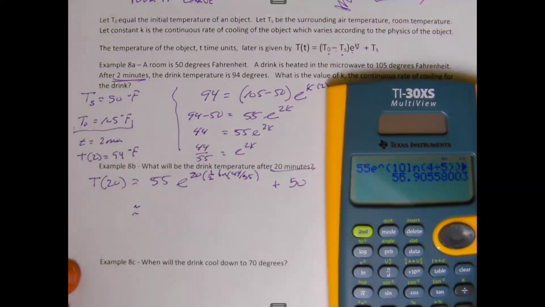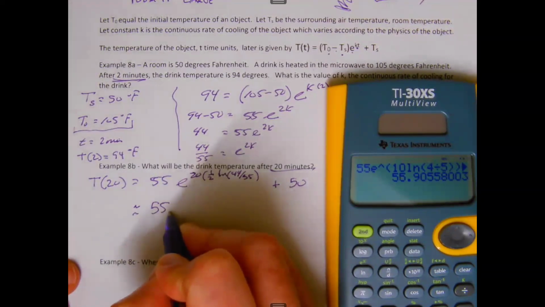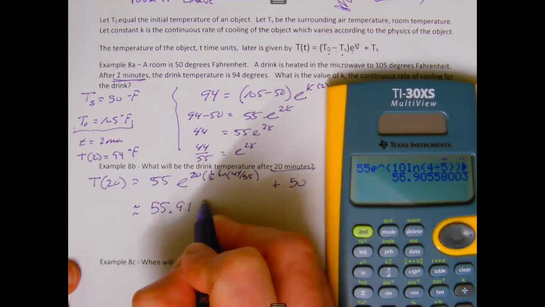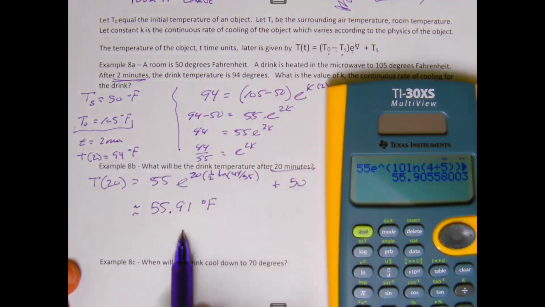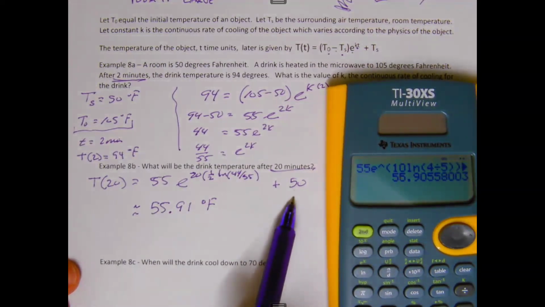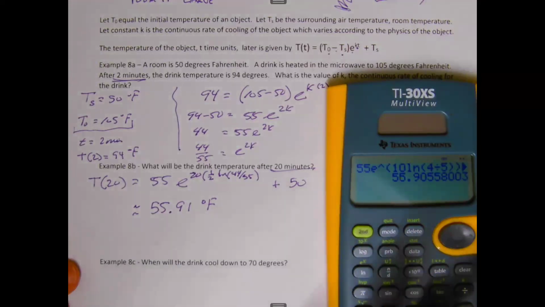And what do I get? That. Okay, I'm going to approximate this. This is degrees Fahrenheit. So this is the temperature of the object 20 minutes later, and you notice that it is just now above room temperature. Right? Why? Because it's decreasing, but it's decreasing exponentially.